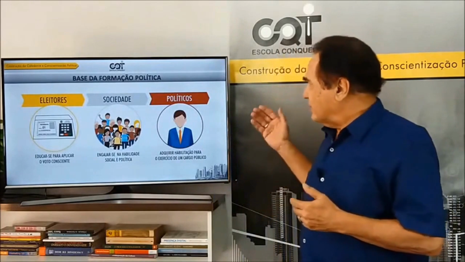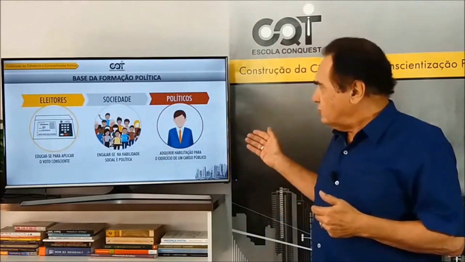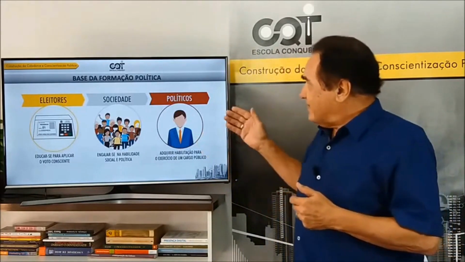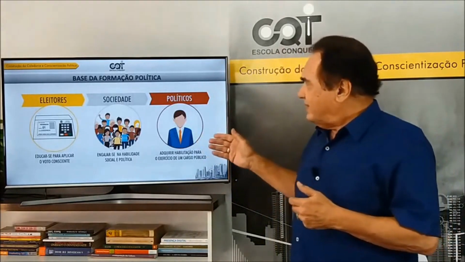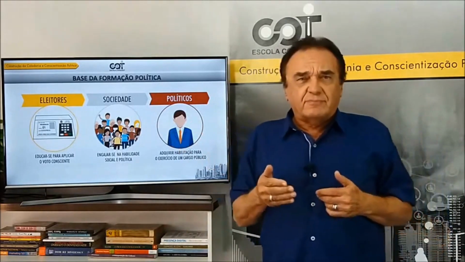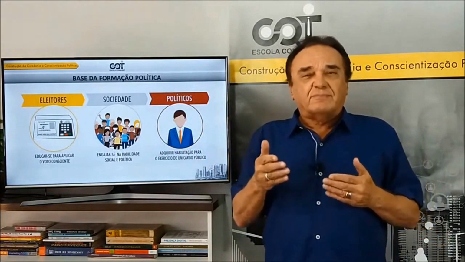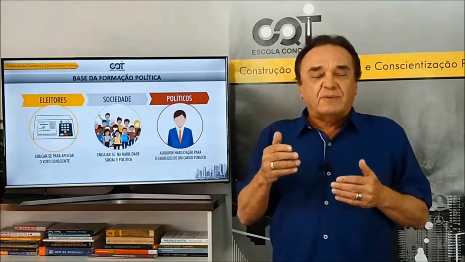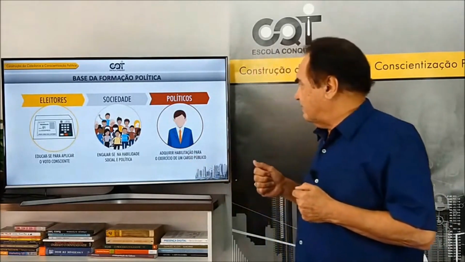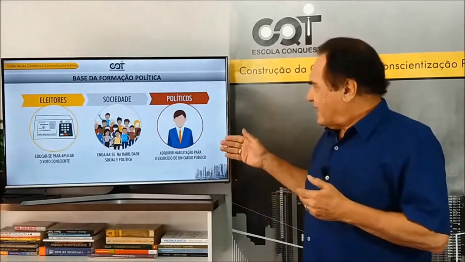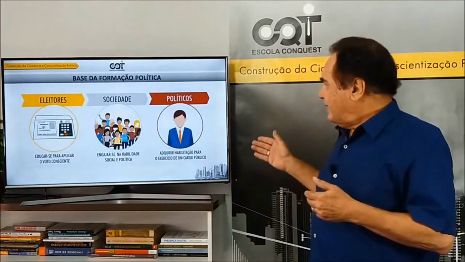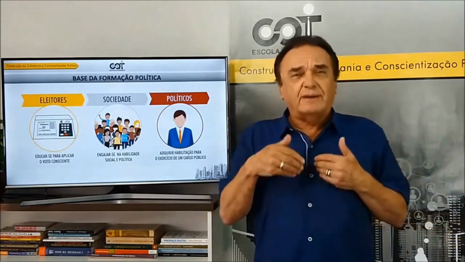At the base of political formation, we have the voters, the politicians, and society folks. In a way, the foundation of political formation is made up of education. To apply conscious voting, and education means words, knowledge. People need to improve themselves and learn a lot about the subject and engage in society. Very important. We have society engaging in social and political skills as well. And we have politicians acquiring the skills to hold a public office or having a better political education.